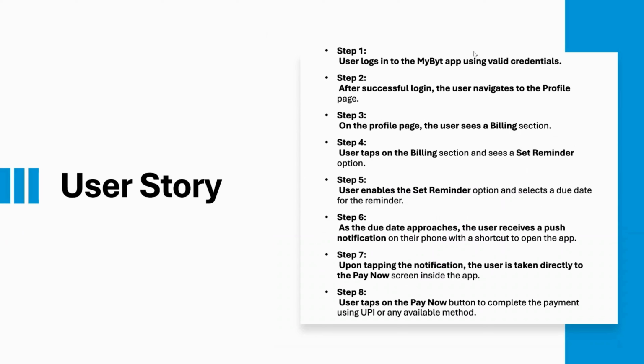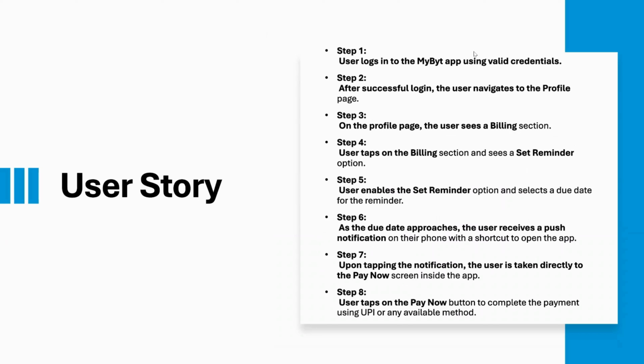So step one is the user logs into the app using valid credentials. After successful login, the user navigates to the profile page. On the profile page, the user sees a billing section where there will be a set reminder option, which the user has to enable, such that once he enables that, he will always get a notification for any bill payment that is due.